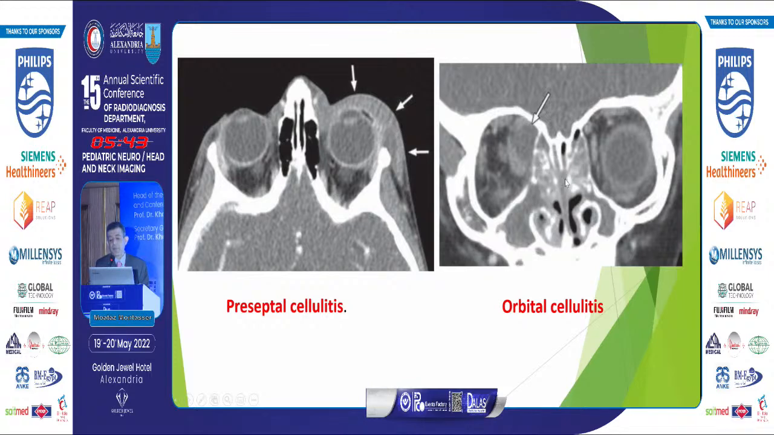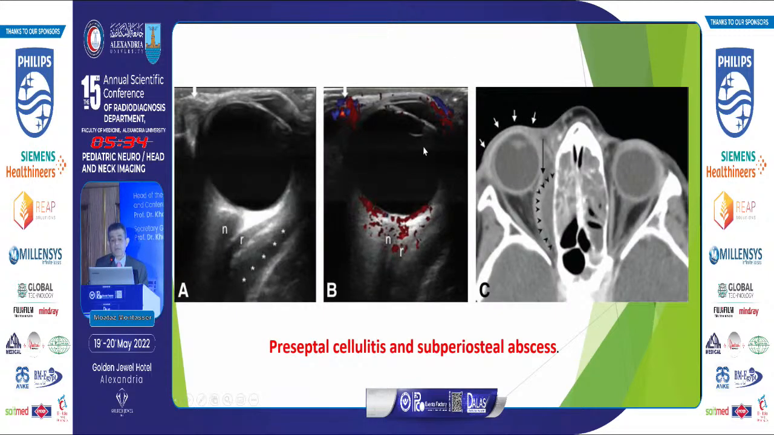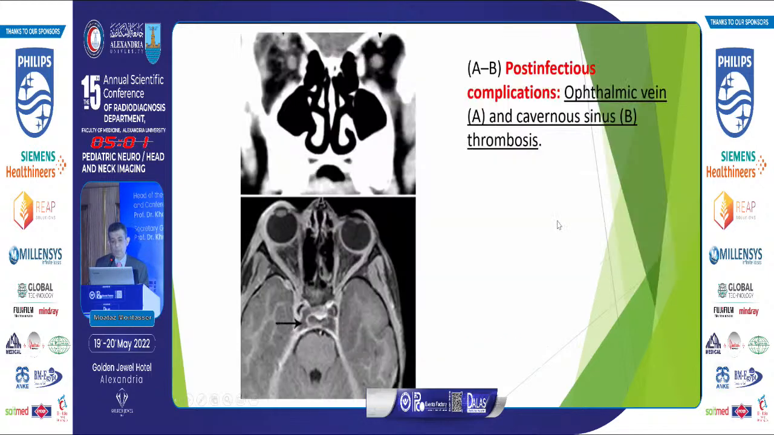This is an example of ethmoid sinusitis complicated by subperiosteal abscess along the medial wall of the orbit with orbital cellulitis. Ultrasound can also detect the preseptal collection in cases of preseptal cellulitis with hyperemia. And this is an example of ethmoid sinusitis complicated by subperiosteal abscess with lentiform collection showing marked enhancement of the margin with displacement of the medial rectus, and this subperiosteal abscess is an emergency condition.